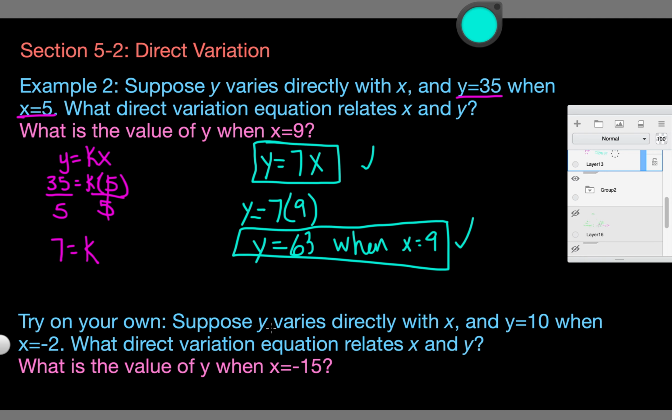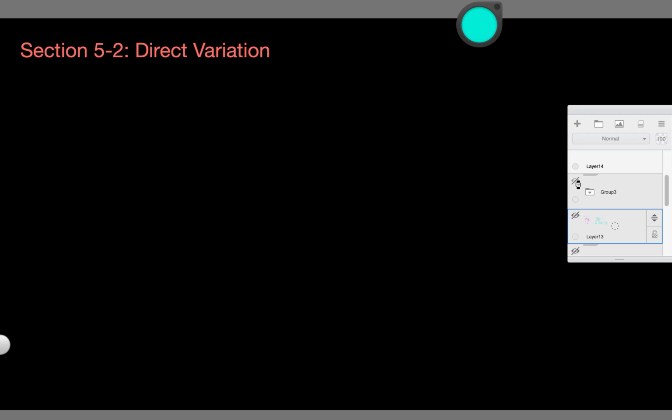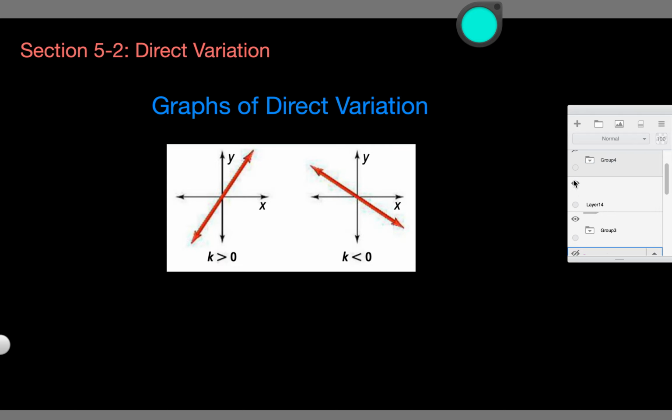So I want you guys to try this one on your own. Again, you're plugging in y and x into your original direct variation equation to find k, and then you're plugging k into this direct variation equation to solve for y in this case. Okay, so these are examples of direct variation equations. They are going to look like this, just with your slope being different depending upon what your k is.